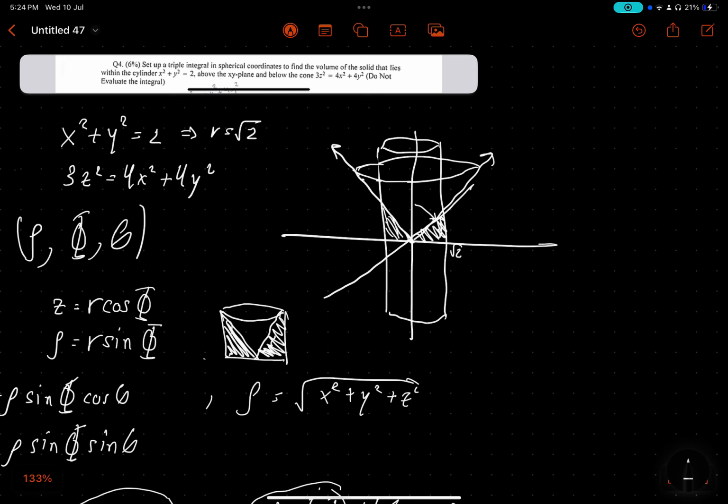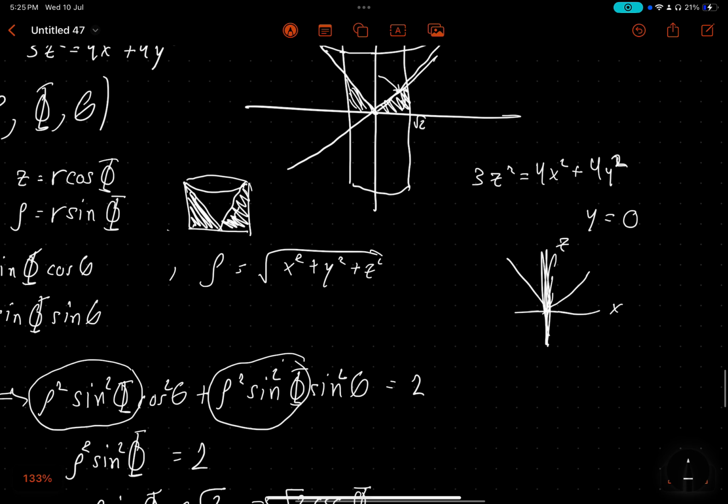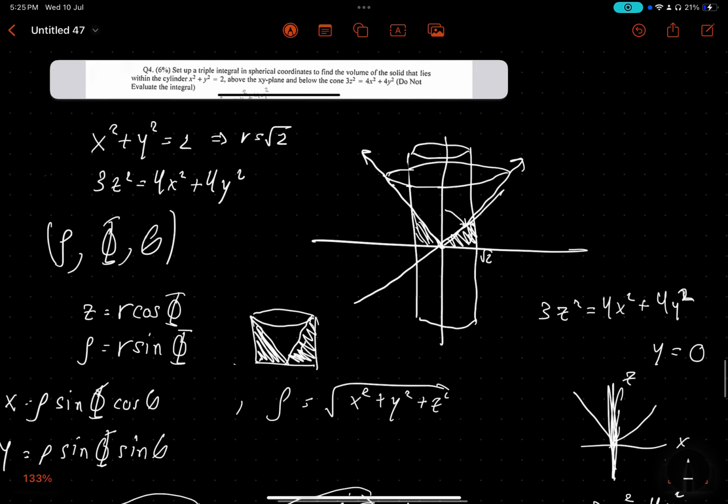So if we have this cone z squared equals 4x squared plus 4y squared, and now let's let, for example, y equal to 0. We're gonna have just in the xz plane something like this. So xz plane, and then we're gonna have 3z squared equals 4x squared.